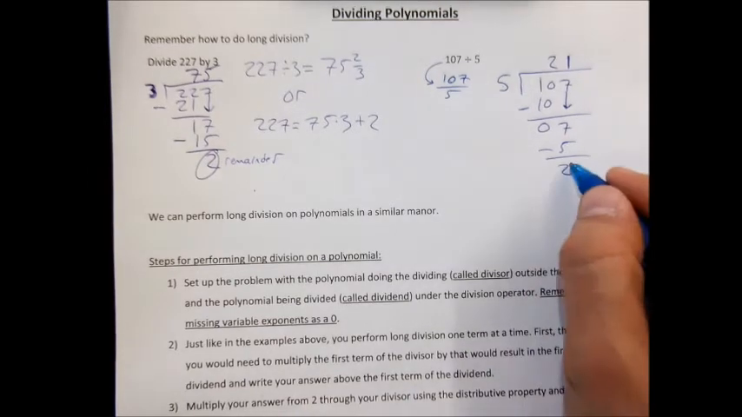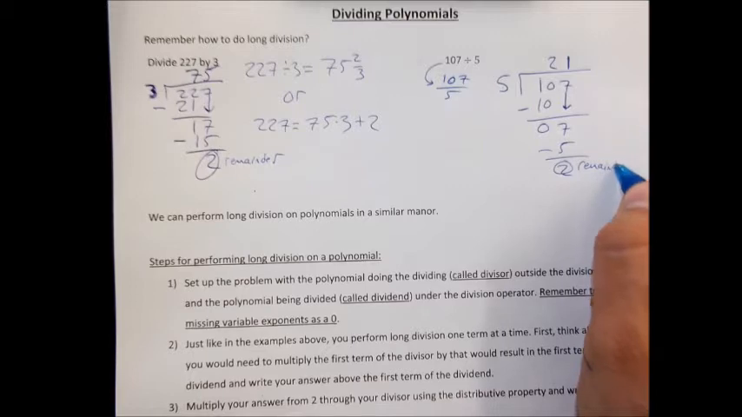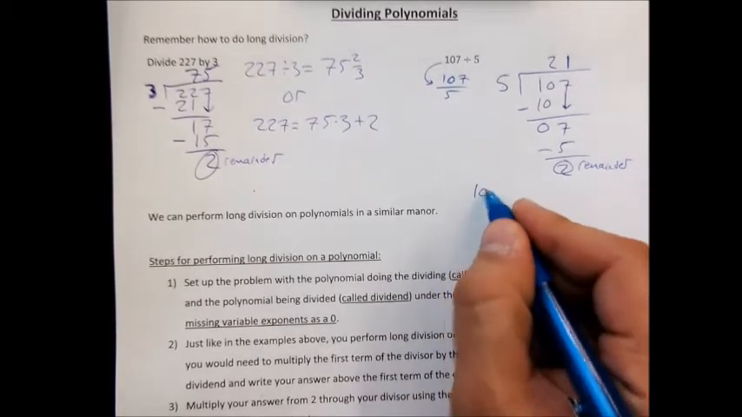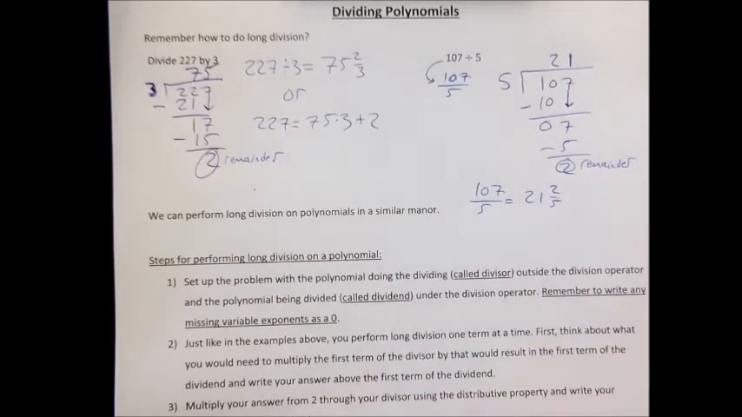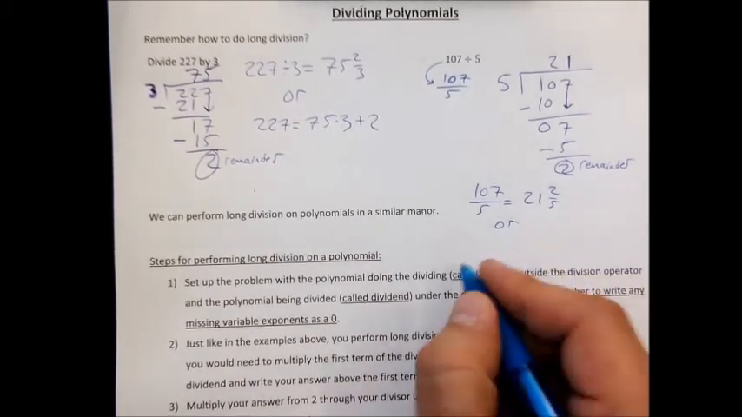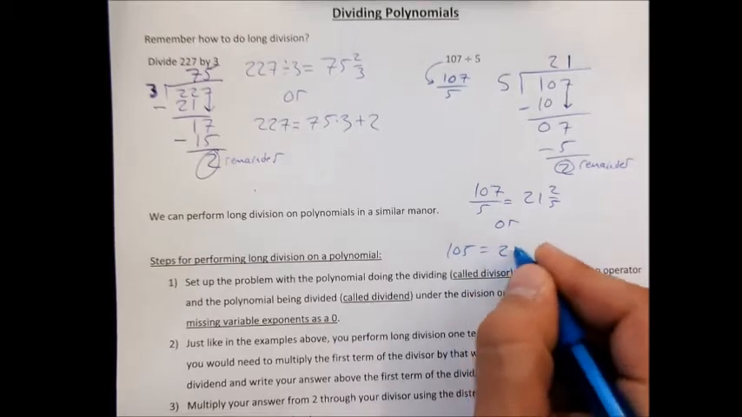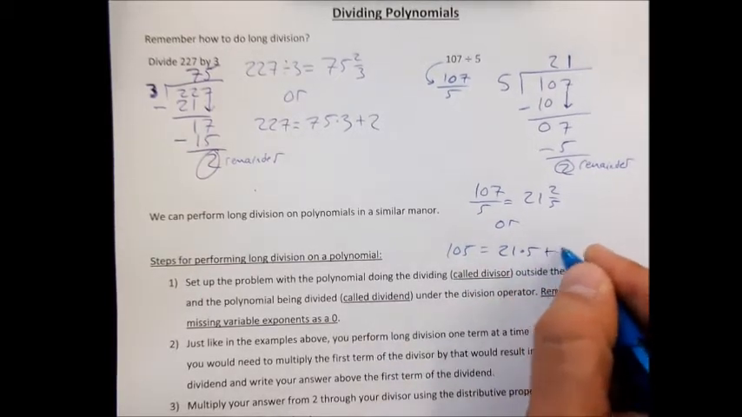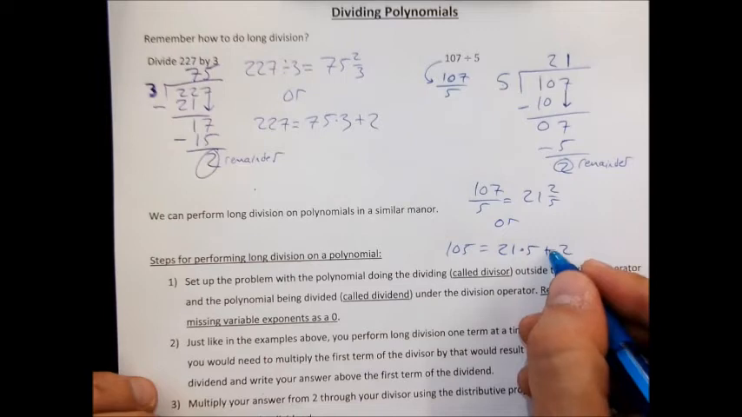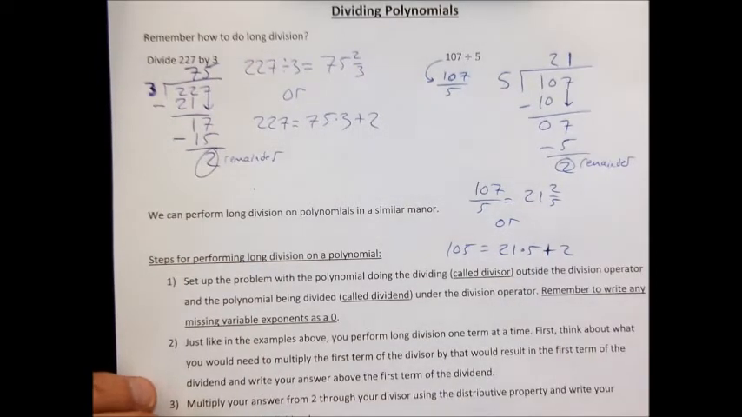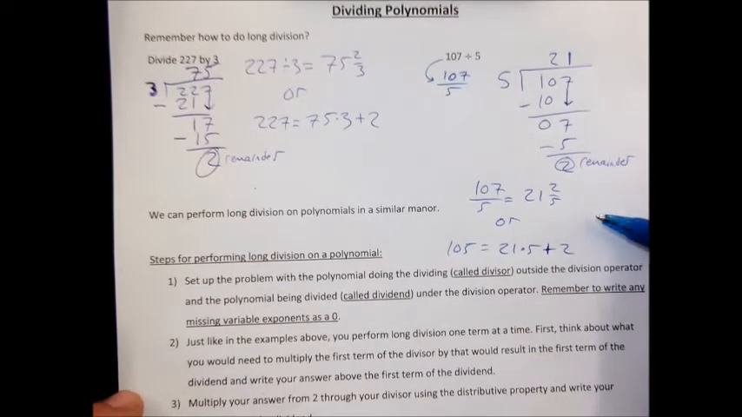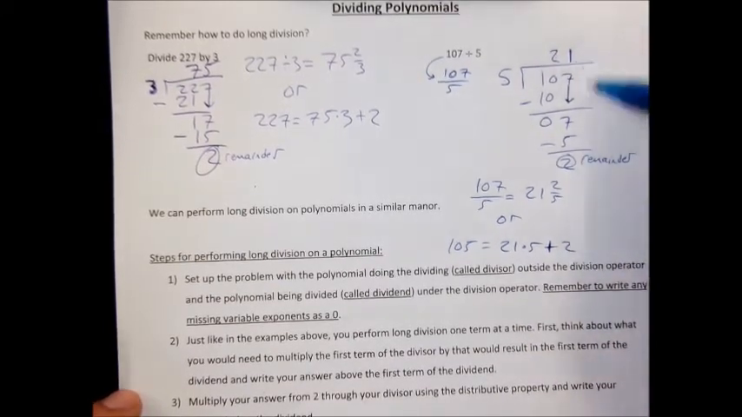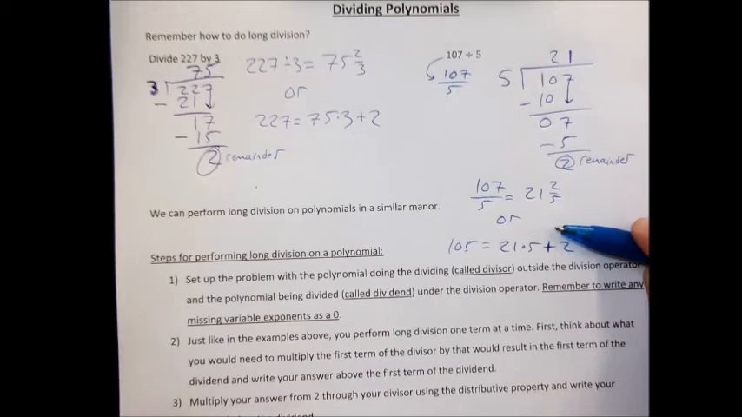And so, again, we could write this as 107 divided by 5 is 21 2/5. Or the other way to say that is 107 equals 21 times 5 plus 2. And so we want to do the same process with functions. That's what's on the next page. But we're going to do the same exact thing. And I wanted you to just be familiar with the sort of simple version here.